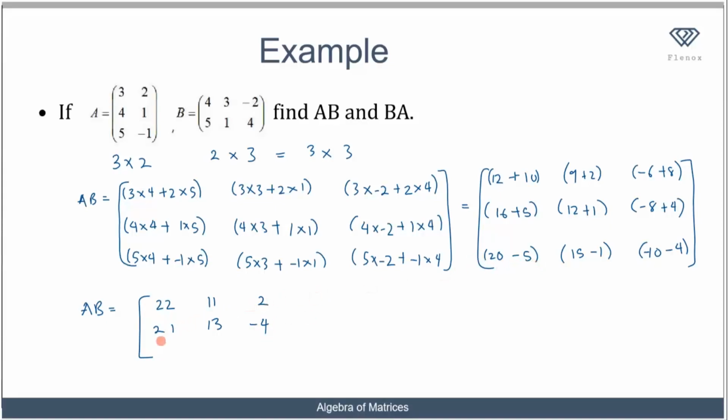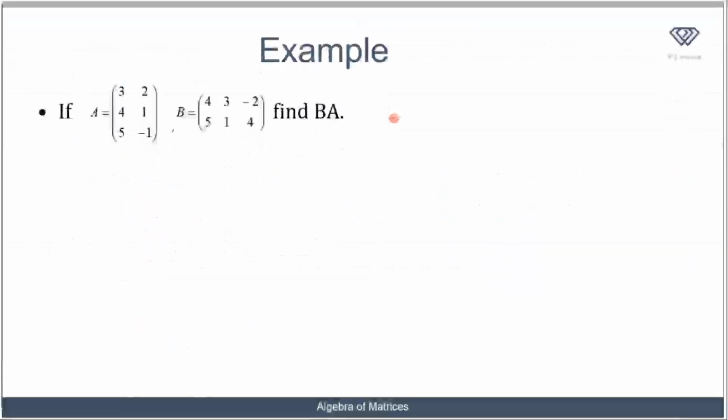20 minus 5 is 15. 15 minus 1 is 14. And minus 10 minus 4 is minus 14. So the product of AB results in this matrix. So now let's try to solve and find B times A. So to find B times A, what are we trying to look for?